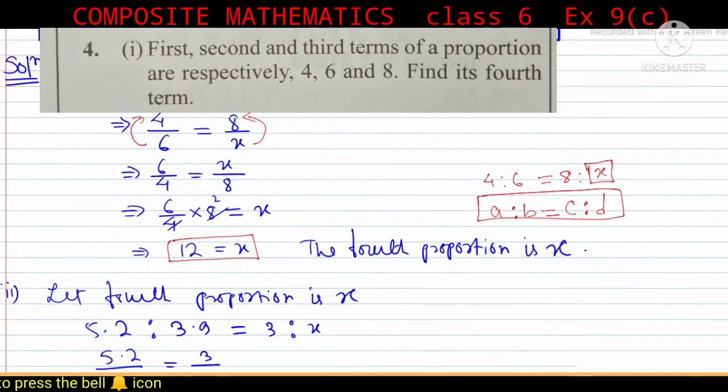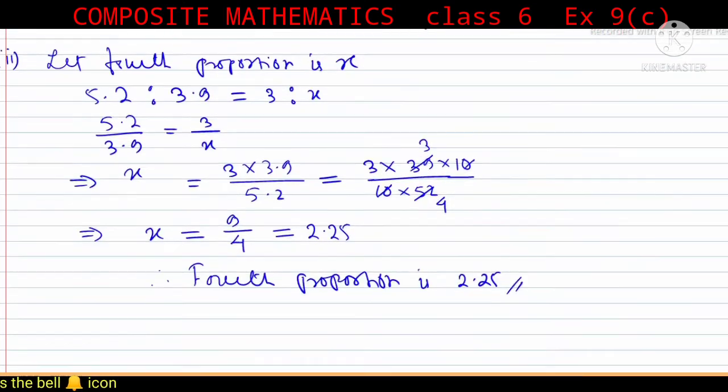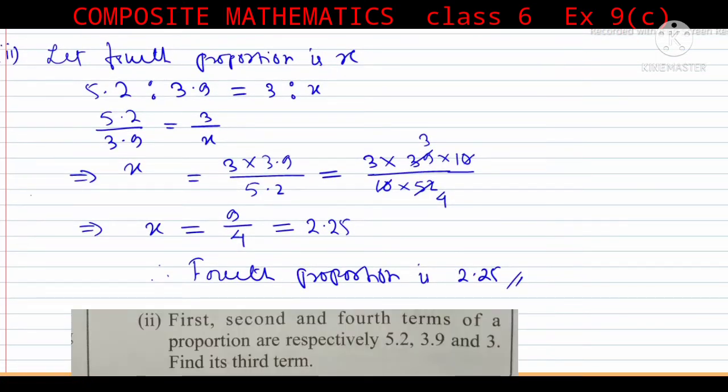So we are going to do the next question 4.2. So you see here again we will consider the fourth proportion as x. So we have considered the fourth proportion as x. Now we can write the ratio as 5.2 is to 3.9 is equal to 3 is to x. Now you can write it as 5.2 by 3.9 equal to 3 by x.